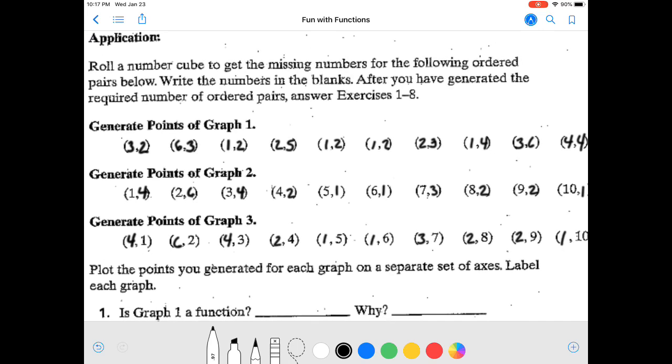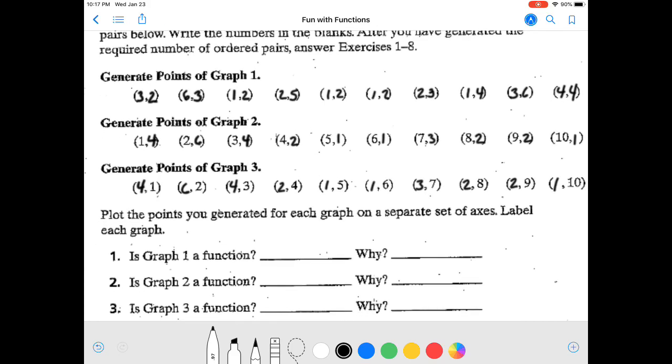Remember, you can access this video on your own on Mrs. Ligon Teaches Math on YouTube if you need to get these numbers. Once you have the set of points, we're going to skip the graphing part and we're just going to talk about the sets of points and whether or not they're functions.